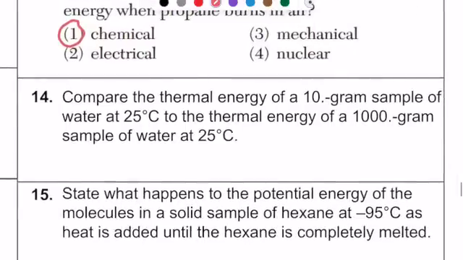Compare the thermal energy of a 10 gram sample of water at 25 degrees Celsius to the thermal energy of a 1000 gram sample of water at 25 degrees Celsius. So thermal energy is actually going to be your Q value, which is also called the heat energy. If you have more mass, the thermal energy is going to be higher. So you'll just say the 1000 gram sample is going to have a higher thermal energy.